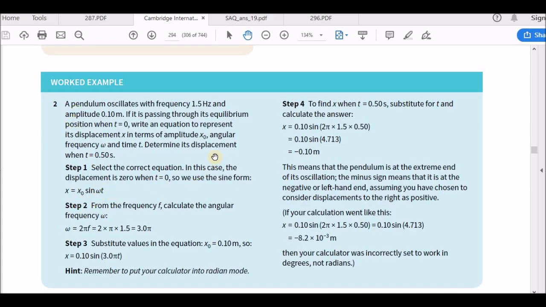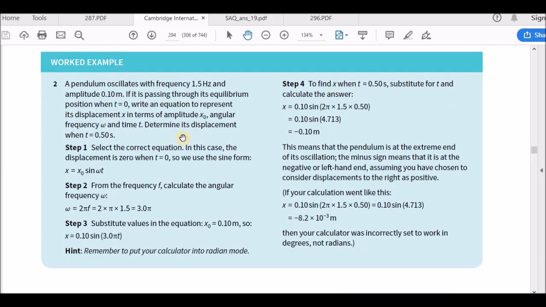Remember, it's a sine graph. Angular frequency omega and time t. So x equals x0 sine, and in brackets you can write omega t. Determine its displacement when t is equal to 0.50 seconds. Then let's do that. Okay, so this is what we have. Determine its displacement when t is 0.50 seconds.